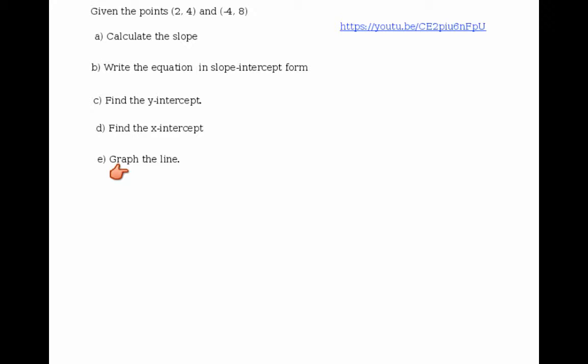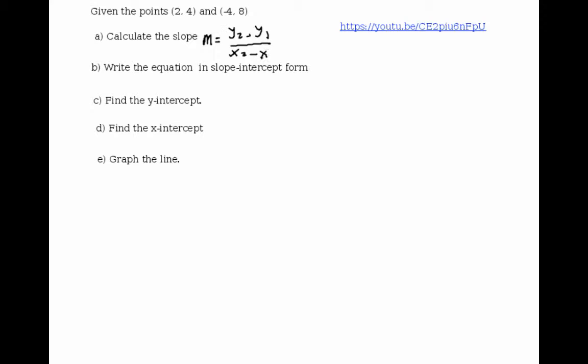Okay, Gina, I'm going to click on the talk button. Tell me what's the first step. Okay, so you have to use the slope formula. What is the formula for the slope? M is equal to what? y2 minus y1, over x2 minus x1.